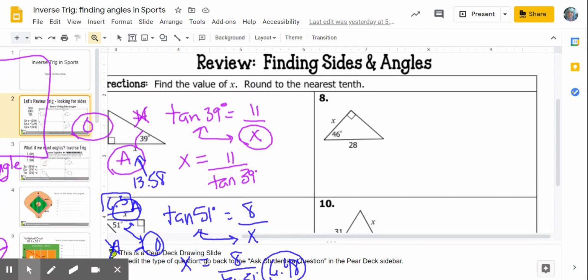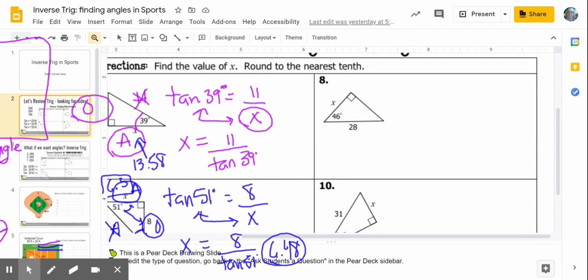Let's do all 8 of these together just to make sure everybody's good. So you can definitely work ahead if you want. What would I do for number 8? How would I set it up? What do I need to mark? Where's the O? Where's the A? Where's the H? So I've got O over here, got A here, and I've got H here.